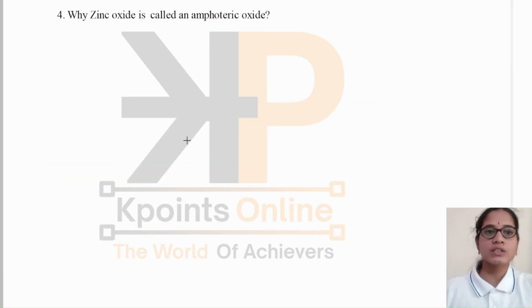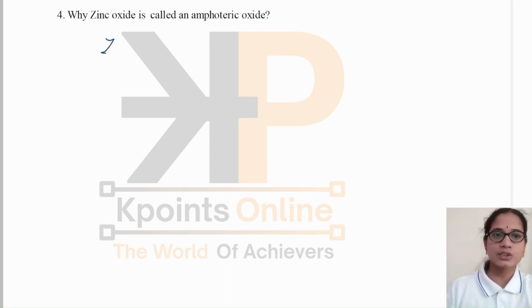Okay. The next question, why is zinc oxide called an amphoteric oxide? We have studied that amphoteric oxides are oxides which react with both acids and bases to form salt and water. Means they behave both as acid and base.